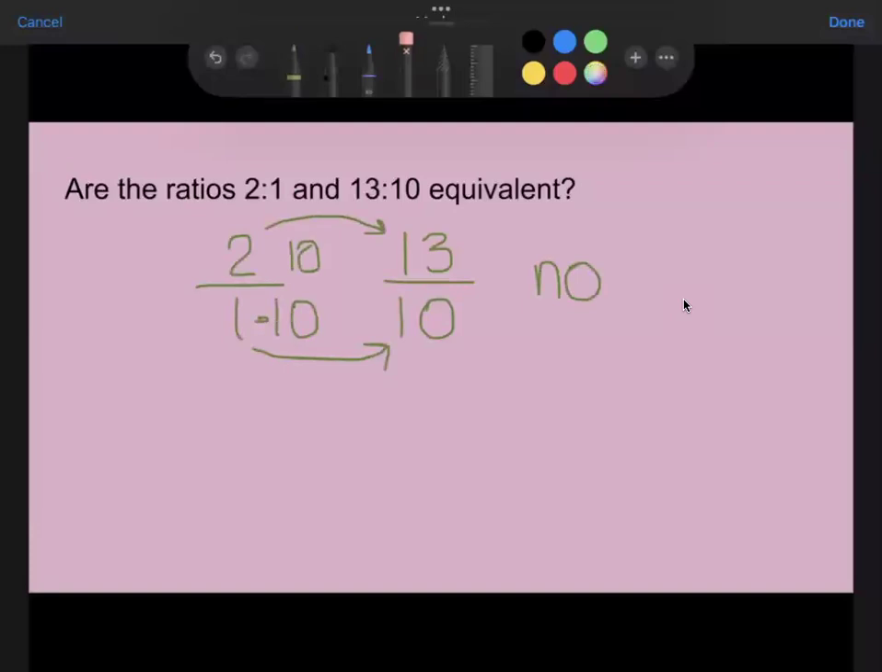The other way I can tell is I could try to cross multiply and see if I get the same number. 2 times 10 would be 20, and 1 times 13 would be 13. So I got different numbers, which means that the final answer, either way that you got there, is that no, these two ratios are not equivalent.